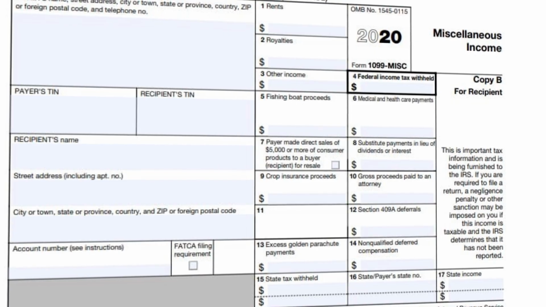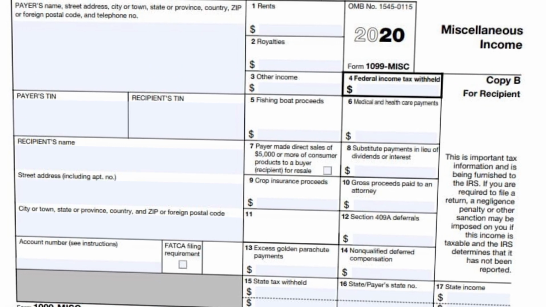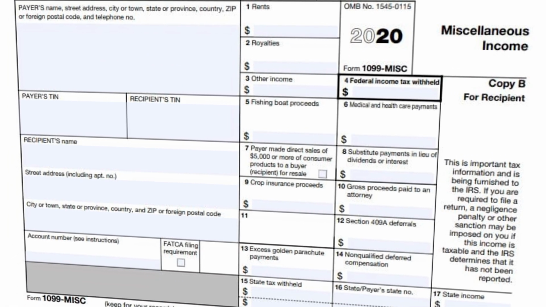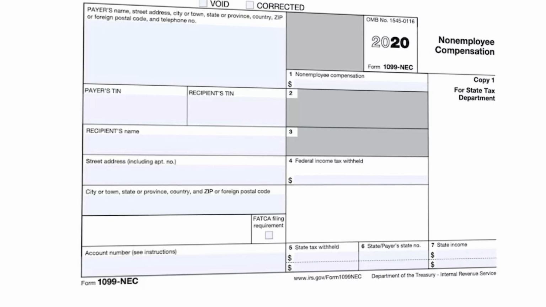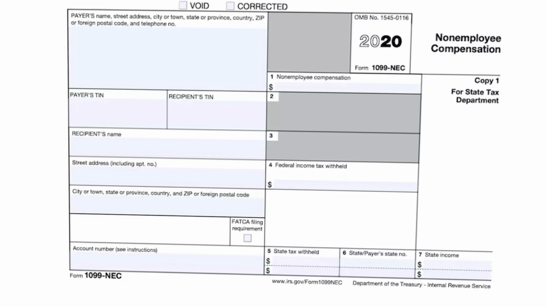Now that we know who gets one, there are two important forms you need to know about. Form 1099 Miscellaneous. Although this form has many options, the most used by businesses will be Box 1, to report rent paid to your landlord. Next is Form 1099 NEC, which is new for 2020 and replaced Box 7 of Form 1099 Miscellaneous for non-employee compensation. This is where to report annual payments to independent contractors and other business services, such as a cleaning service.